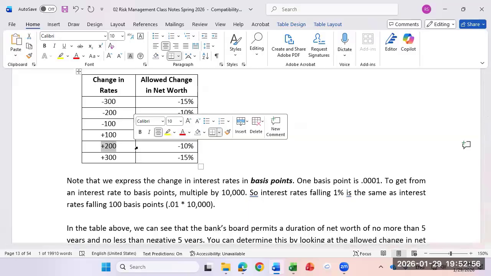So the board's telling them, this is what we did at USAA. We did 100, 200, 300 basis points. I think most of your banks do 100 and 200 basis points. I don't know if y'all have seen that yet, the table where they change interest rates. They may look at net worth. They may look at net income. They may look at net interest income. They may look at different things. Some of them look at economic capital, economic earnings.